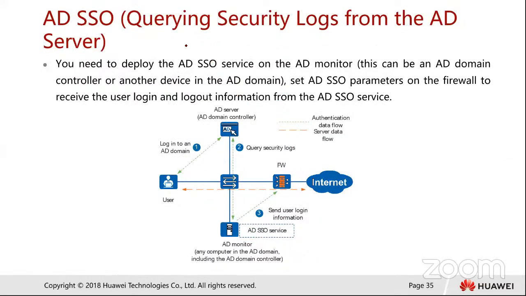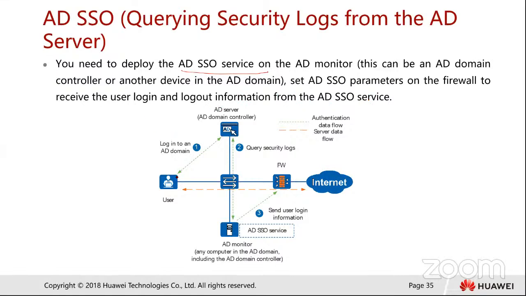So after the Active Directory single sign-on, we have looked at receiving the message from another PC. Here we also have querying security logs from the Active Directory server. With this method, you need to deploy a single sign-on service on the Active Directory monitor. And this can be an Active Directory controller or another device in the Active Directory domain, and set the Active Directory parameters on the firewall to receive user login and logout information from this service.